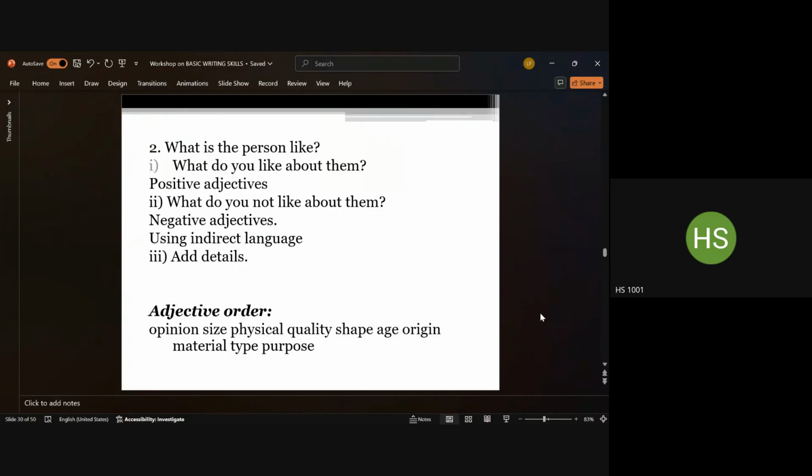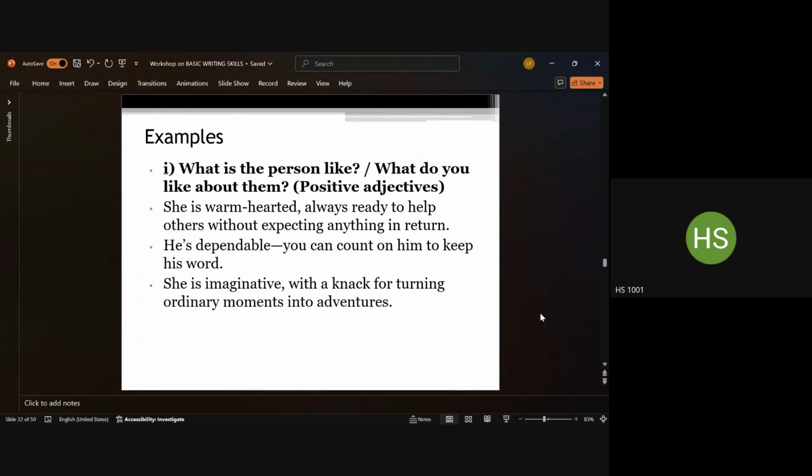And then the third part is to add further details about what you have written, right? So I'll come back to the adjective order, but I'll show you examples for this again. So what is the person like, right? What do you like about them? Positive adjectives. So look at a few examples of how you use positive adjectives, right?